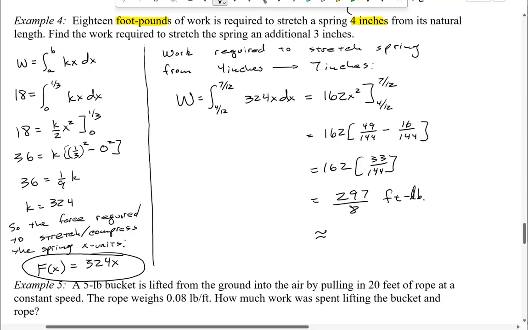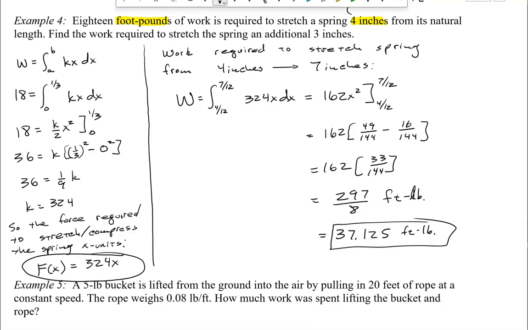And if you put that into a calculator, you get approximately 37.125, or that's exact. That's not approximate. Exactly 37.125 foot-pounds. So that's utilizing Hooke's law. Let's look at another example involving a variable force to determine the work done.